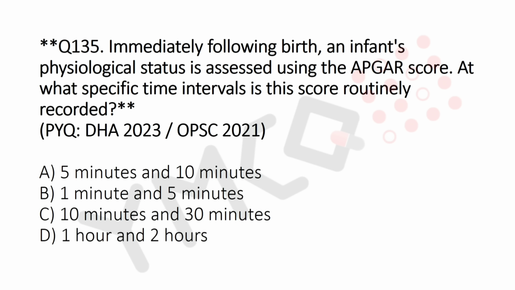Immediately following birth, an infant's physiological status is assessed using the APGAR score. At what specific time interval is this score routinely recorded? Option A, 5 minutes and 10 minutes. Option B, 1 minute and 5 minutes. Option C, 10 minutes and 30 minutes. Option D, 1 hour and 2 hours. And the answer is option B, 1 minute and 5 minutes.